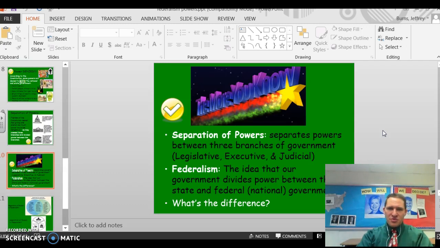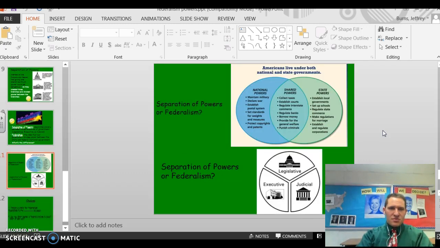So what I want you to do is read this slide and answer the question, how are the terms separation of powers and federalism different? Pause the video if you need to. All right. Now that you've answered that question, go to the two images there. Decide which one is representing separation of powers and which one's representing federalism, and circle your answer. Pause the video if needed.